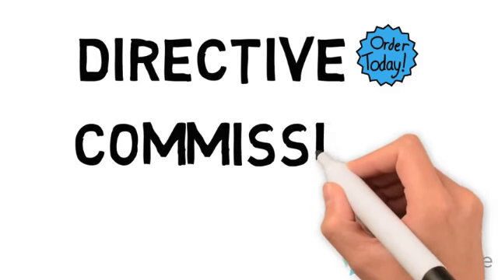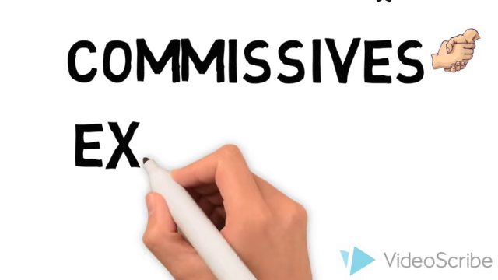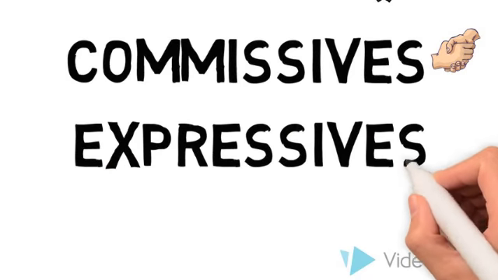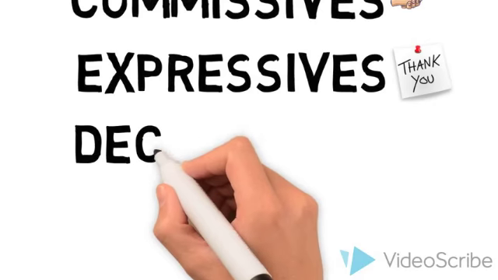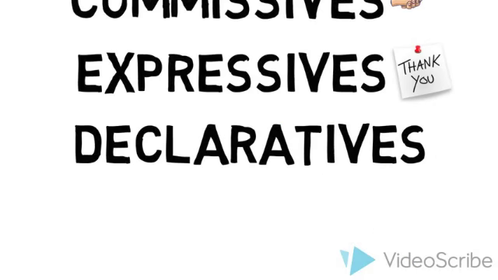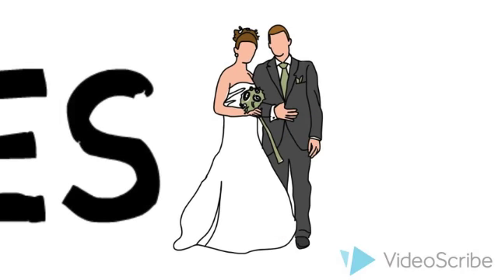Commissives: speech acts that commit a speaker to a future action, such as promises. Expressives: speech acts that express the speaker's attitudes or emotion towards a proposition, like congratulations or thanks. And finally, declaratives: speech acts that change reality in accordance with the proposition of the statement, so baptisms, marriages, or arrests.